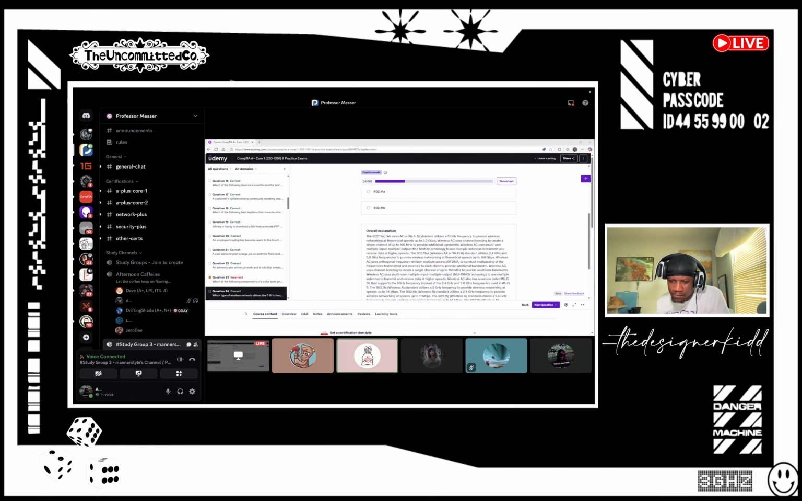The 802.11a wireless A standard utilizes a 5 gigahertz frequency to provide wireless networking at speeds of up to 54 megabits per second. The 802.11b wireless B standard utilizes 2.4 gigahertz frequency to provide wireless networking at speeds of up to 11 megabits per second.